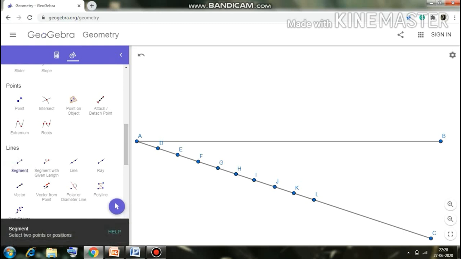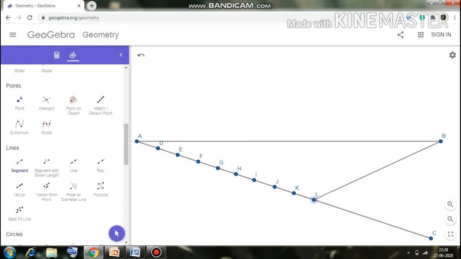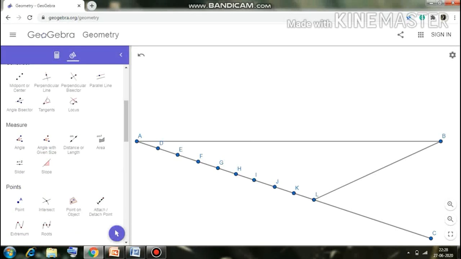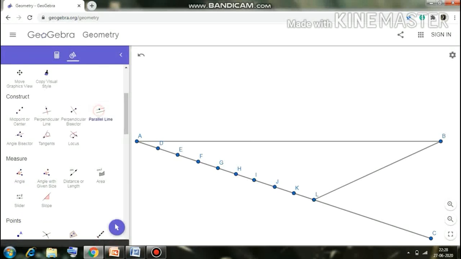Then we have to join LB. Why, you will get it later on. So at this moment we have to make a line from point E and it should be parallel to line segment LB. So let's make it.